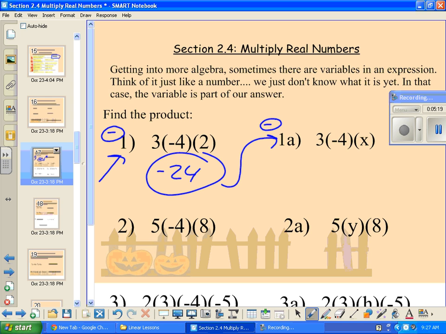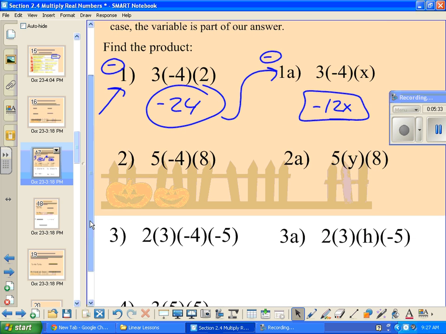3 times negative 4 would give me negative 12, and then that times x, I can just write that in algebra as right next to the 12 there, so negative 12x. So again, it makes sense. My answer was negative. I have a negative result there for the expression, but I still have x along with it because I don't know what that is yet. Moving on to number 2.